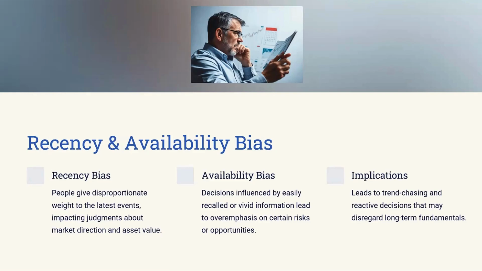Second is availability. Decisions influenced by easily recalled or vivid information lead to overemphasis on certain risks or opportunities. Availability refers to our tendency to rely on information that comes to mind quickly and easily when making judgments. Information that is more recent, vivid, emotional, or widely publicized is more available to our memory and thus more frequently used.